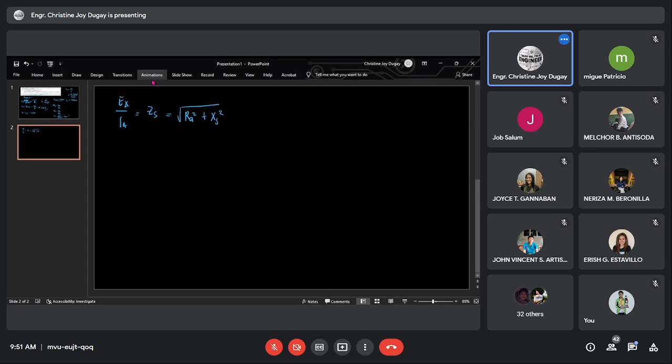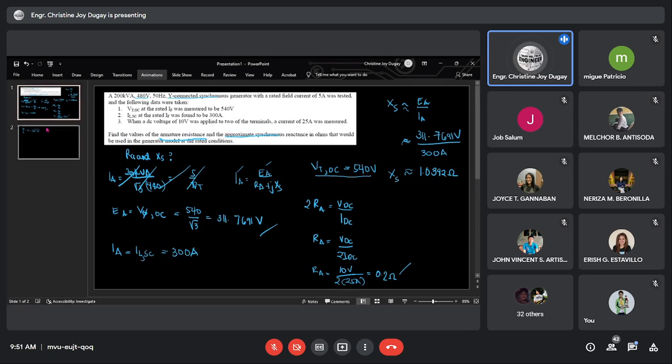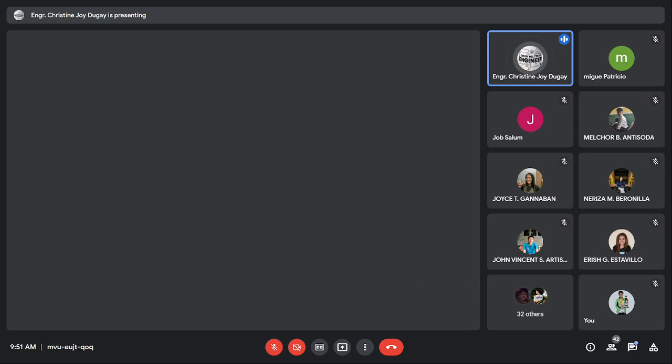Ayan. So, EA natin kanina, balikan lang po natin, that is equal to 311.7691 volts. Divide natin siya to 300 ampere, the value ni current natin. So that is equal to square root ni, anong value ni RA natin kanina? That is 0.2 if I'm not mistaken. Plus XS squared. No? You may use your calculator. Pwede nyo siyang shift solve na lang.